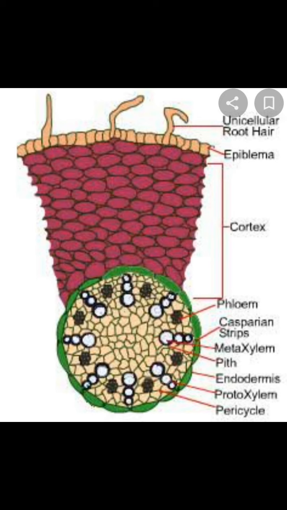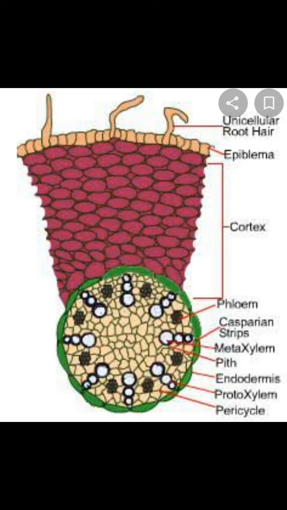The anatomy of the monocotyledon root is similar to the dicot root in many aspects. What are those? Let's see. It has epidermis, cortex, endodermis, and pericycle, as usual, like the dicotyledon's root. Vascular bundles and pith are also present, just like in the dicotyledon's root anatomical structure.